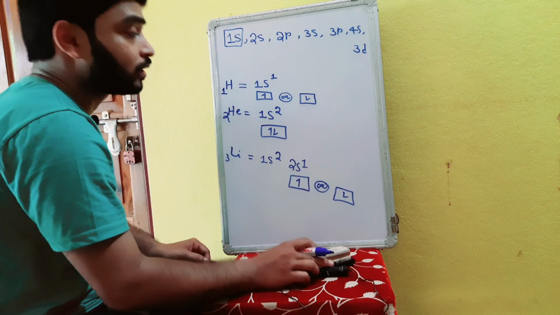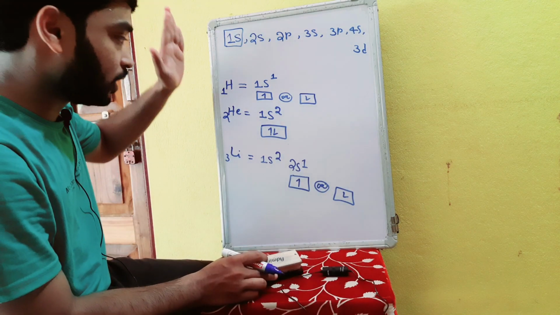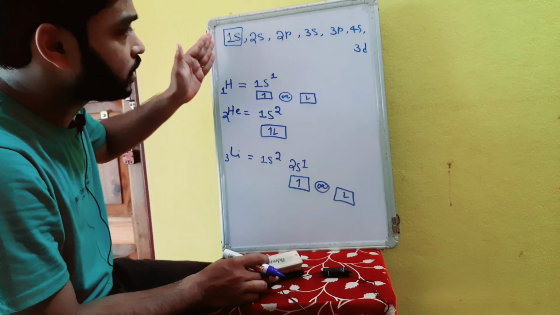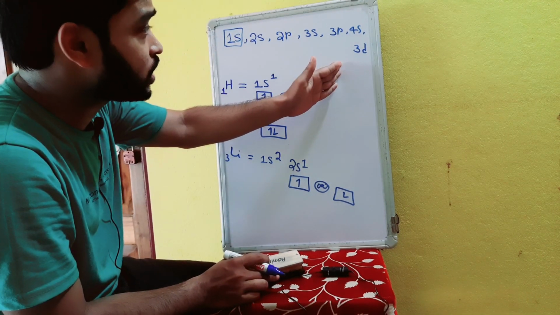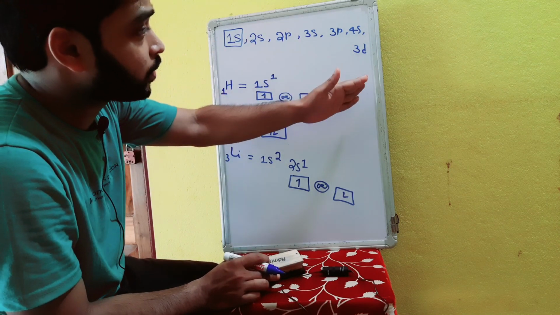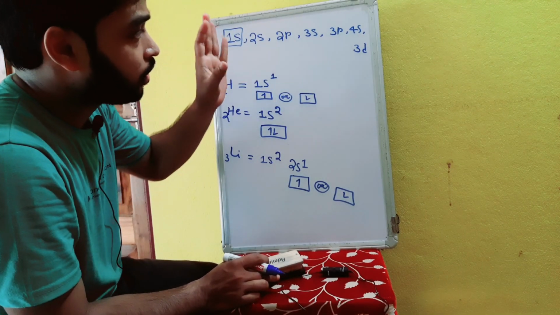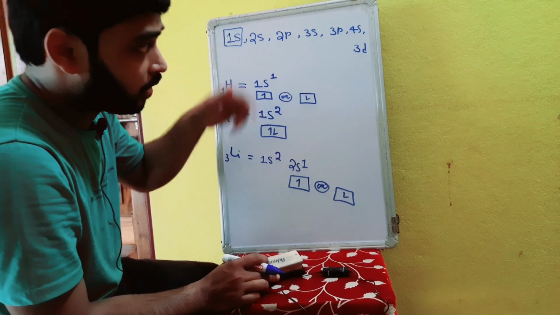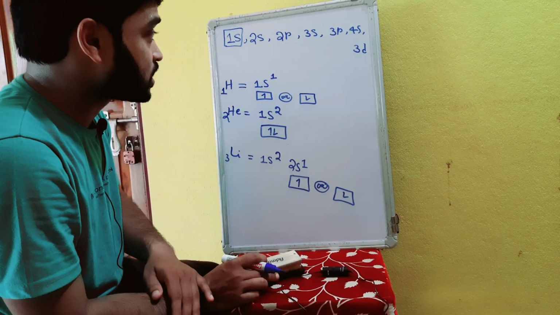Similarly, you can do the electronic configuration of any element by using this sequence of orbitals. If you need more of the suborbital order, you can bring it from the orbital chart which I told you about in the previous class.